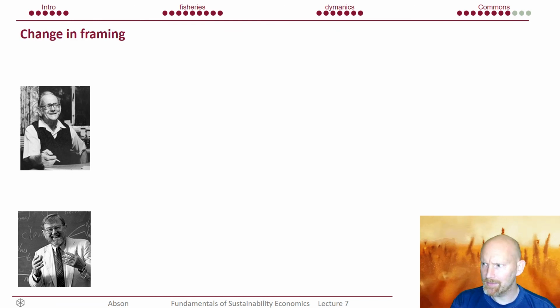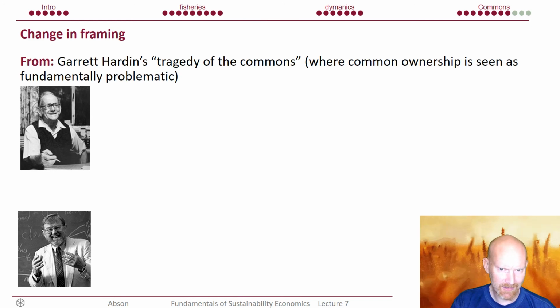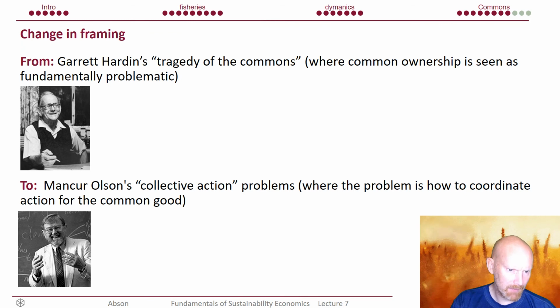But the last point I really want to make is just something quickly about changing the framing. So here we have Garrett Hardin. He framed the problem as one of being the tragedy of the commons, that common ownership is fundamentally a problem, that only private property allows for sustainable resource use. So the problem is common ownership. Mancur Olson instead talked about collective action problems, where the problem isn't common ownership itself, but the problem is how to coordinate action for the common good.